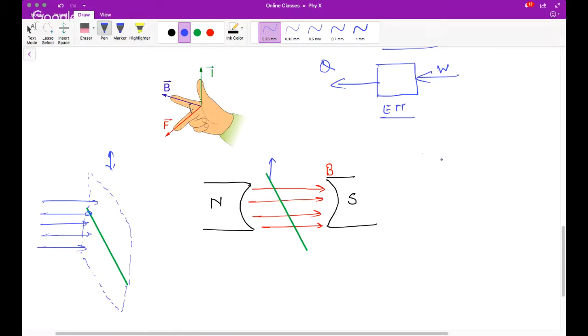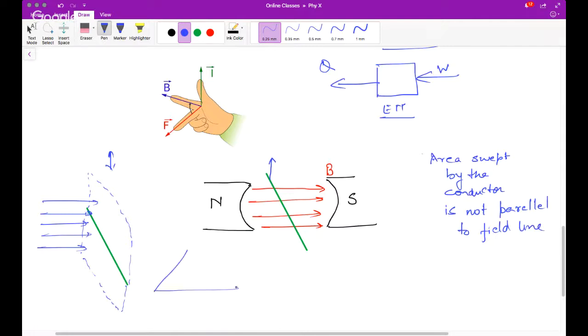Now, till the point the area swept by the conductor is not parallel to field lines. That means if the area swept was something like that, then it would be parallel to the field lines. Only in that case, leaving that case, in every other case, there will be a current generated in the conductor.